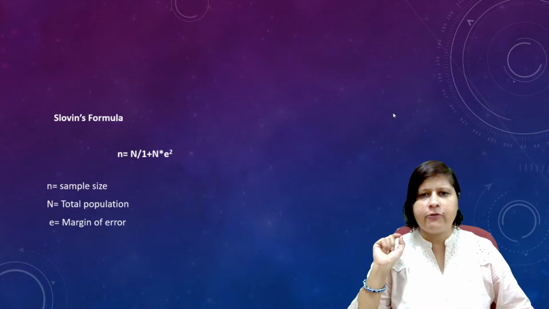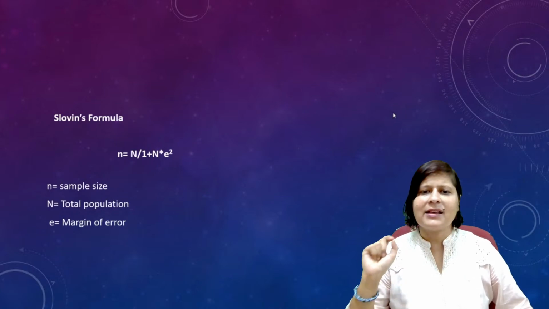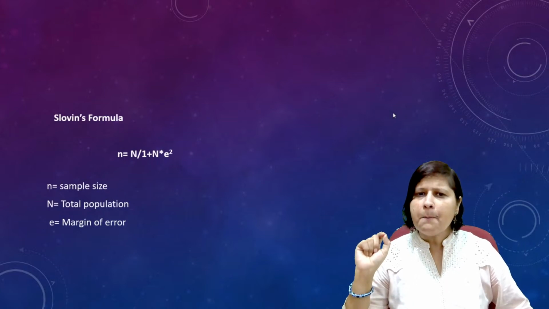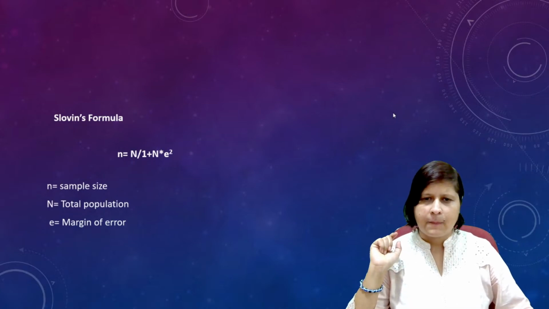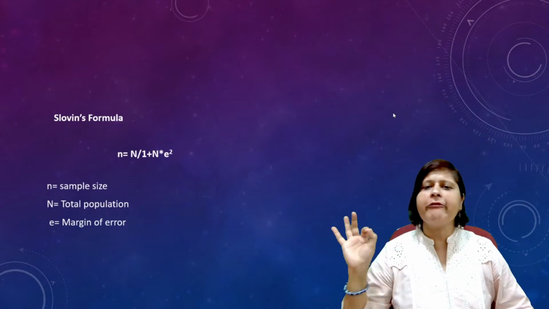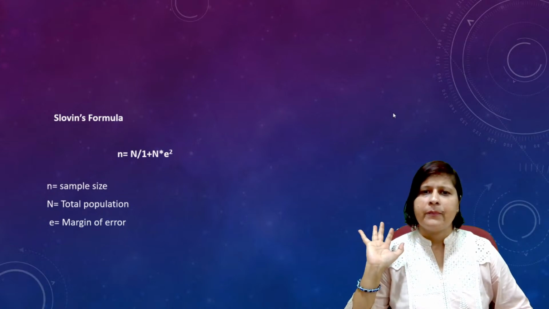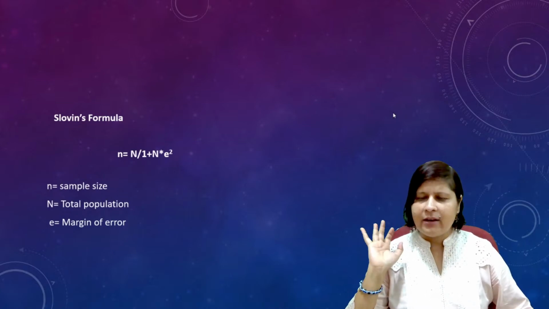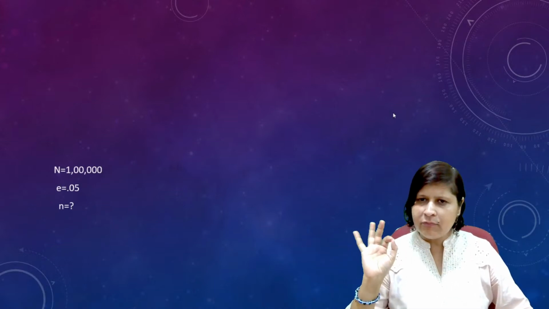Then there is Slovin's formula through which you can find out the sample size. Small n represents the sample size, equals N, the population, divided by 1 plus N multiplied by E squared, where E is the margin of error. Margin of error is 0.05, because at 95% confidence level, there is a 5% chance that there could be an error.